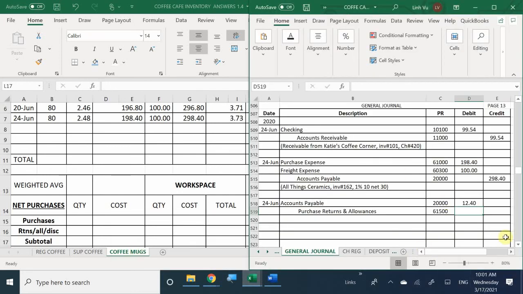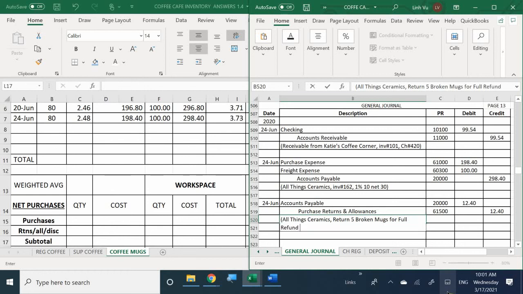Okay. Right. And you should have enough information here to write a description. So who am I making a refund from or to? All Things Ceramic. There you go. Okay, good. So what's next?